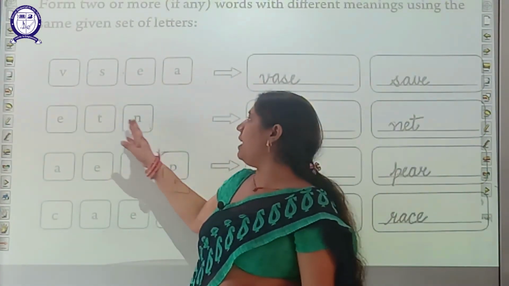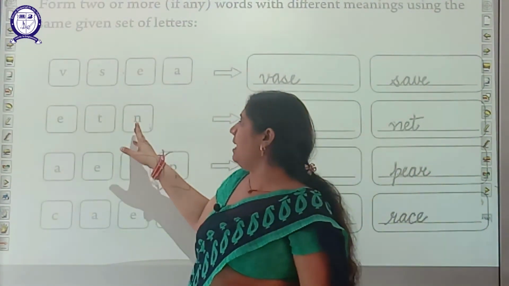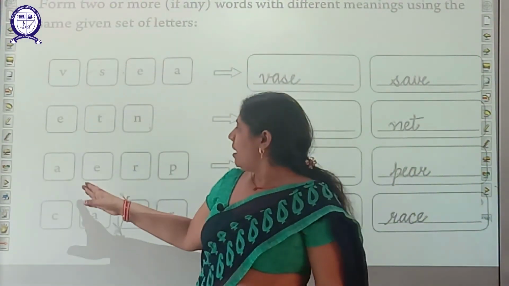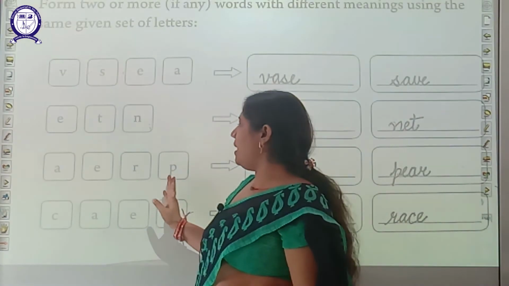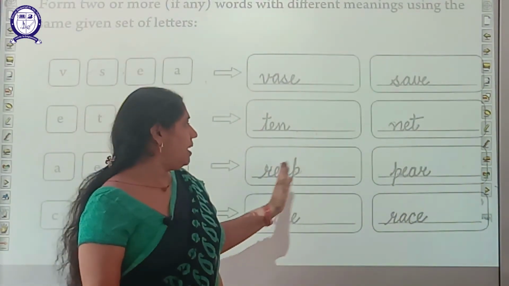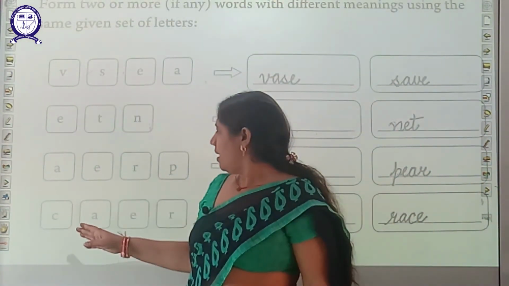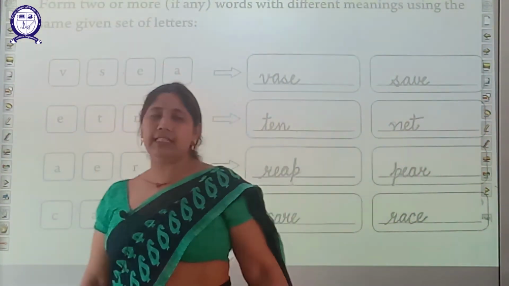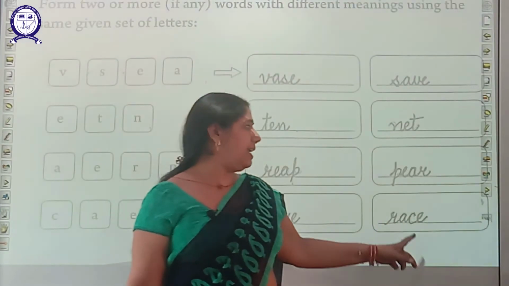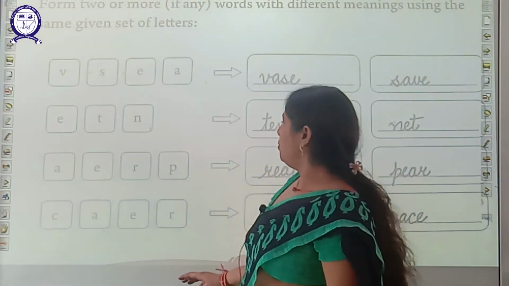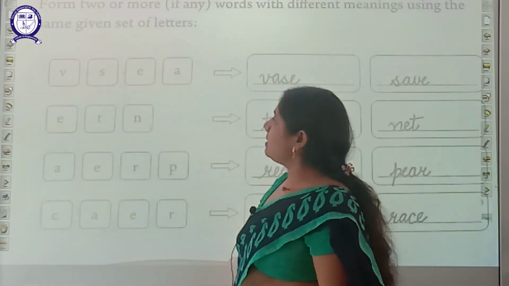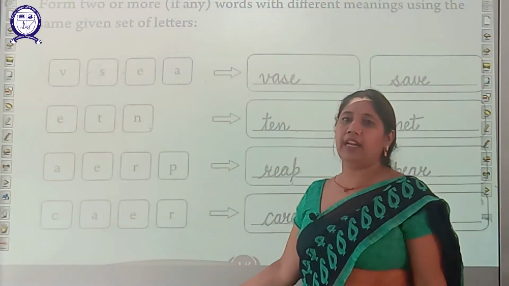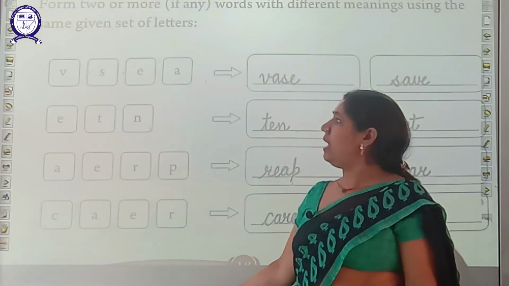Next, E, T, N. So T, E, N, ten, and N, E, T, net. A, E, R, P. So reap and pear. C, A, E, R. So friends, care, C, A, R, E, care, and race. So friends, do this exercise in a proper manner and complete this work in your book and read out this chapter with the help of the video.